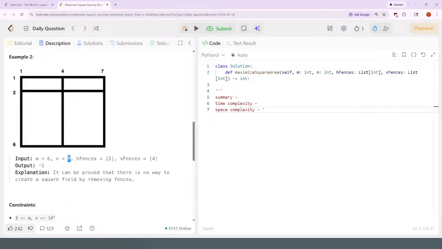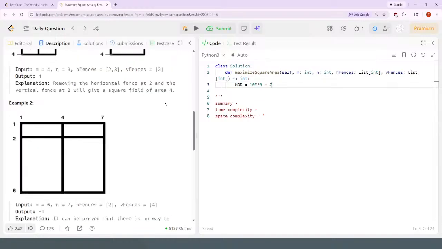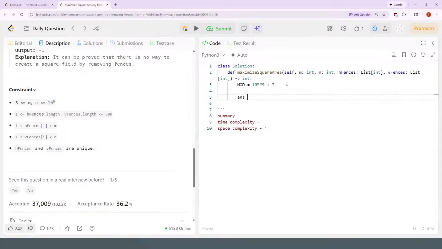Okay. And what is the thing here? The answer may be very large. Return modulo 10 to... Wow, really? I guess maybe, okay, yeah, sure. The bounds probably are really big. Yeah, the bounds can be really big. 10 to the 9th. Okay, let's go ahead and just say return some answer variable mod.